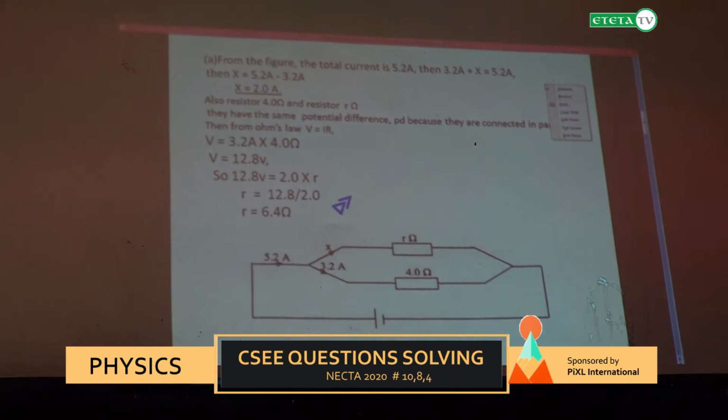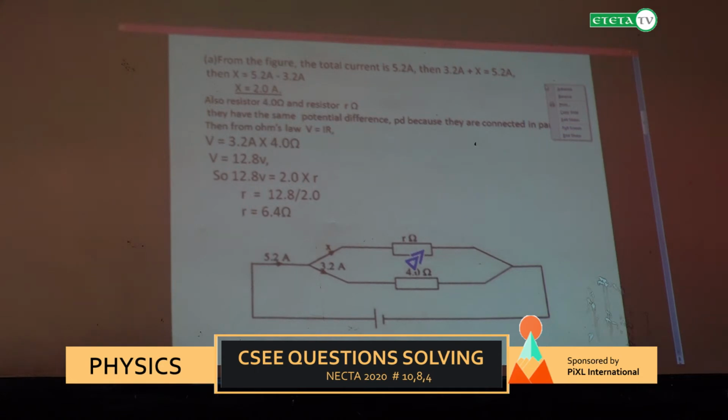Because we are finding the resistor R, which is the resistance of the resistor R, from the figure, this one here. I want to find the resistance of the resistor labeled as R. And we know that this resistor is parallel to the resistor labeled with the resistance of 4 ohms.